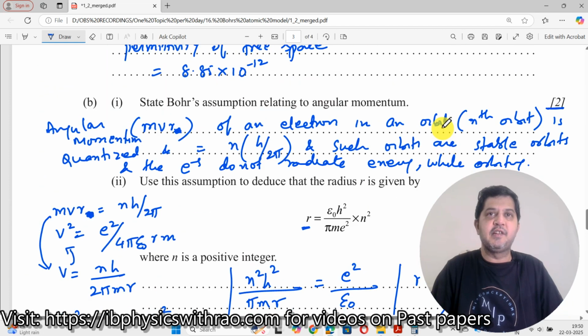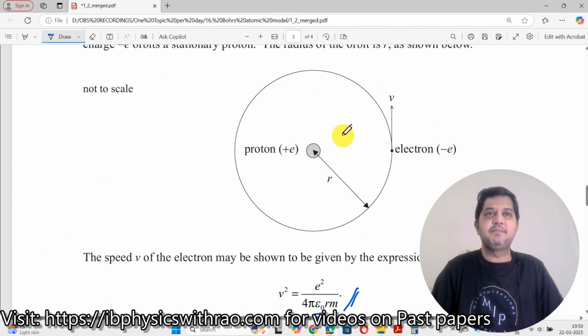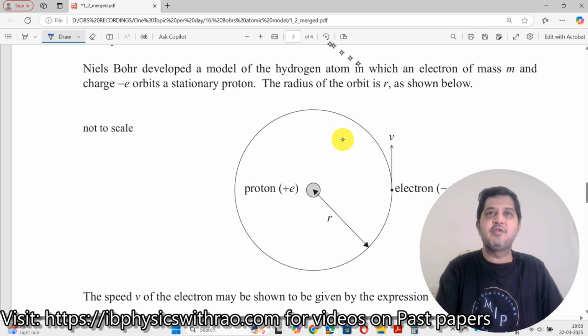Now let me go back to this. See, there is a diagram given here. Why is this diagram given here? There is also something mentioned over here. The diagram given here suggests that there is one proton here, there is an electron. What kind of atom is it? Hydrogen atom. It is already mentioned.